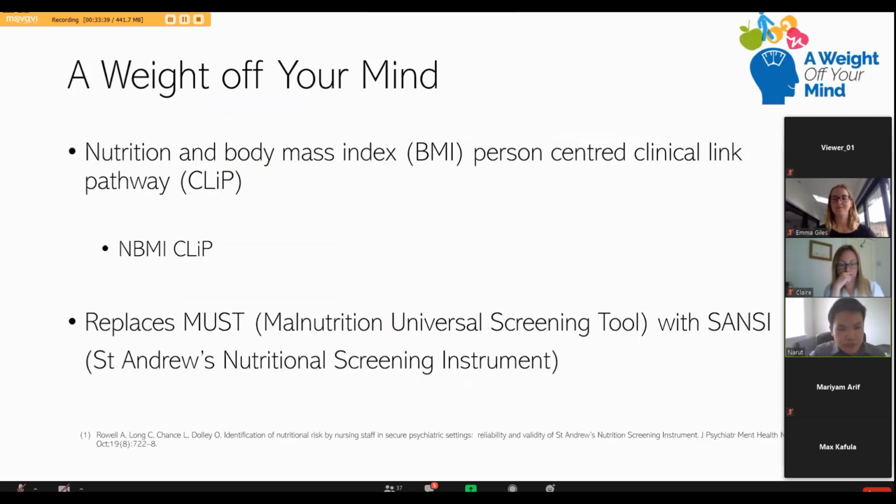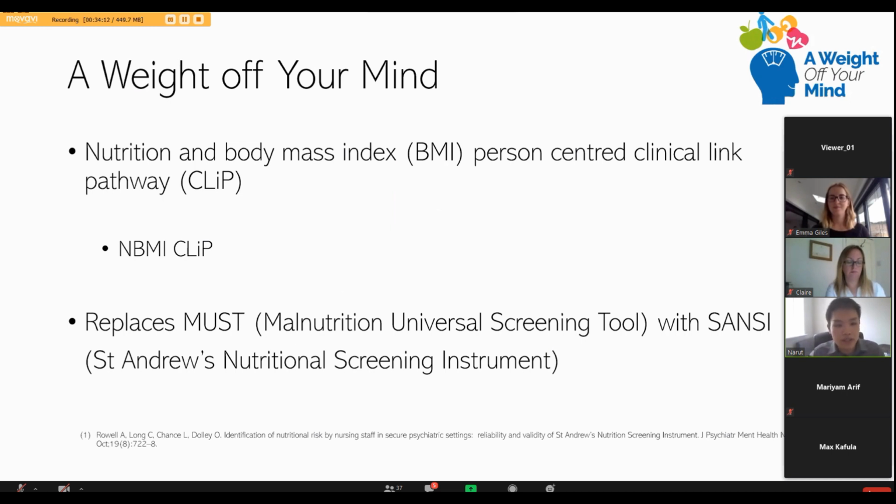Weight Off Your Mind is a very big project, and it really is aimed towards this group of people. For the project of our research, we're only going to be talking about the NBMI CLIP, the Nutrition and Body Mass Index Person-Centered Clinical Link. Basically, it's a way of monitoring an inpatient's weight. So this is just the inpatient setting, just a small component of Weight Off Your Mind. What it does is monitor people's weights and any weight changes, and then tries to help and empower them to take control of their weight.